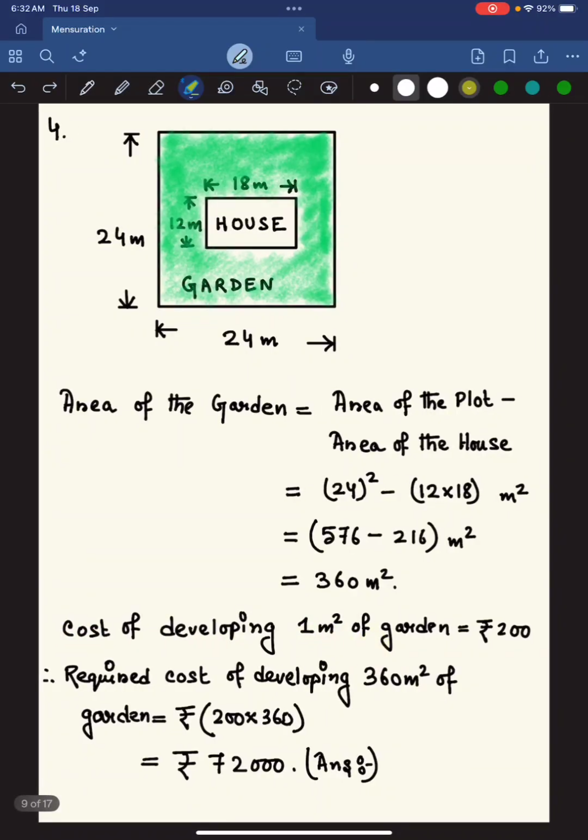Now we are given that the cost of developing 1 meter square of garden is what? Rupees 200. So what will be the cost of developing 360 meter square of garden? That will be rupees 200 into 360, that is rupees 72,000, and this will be our answer. Got it?